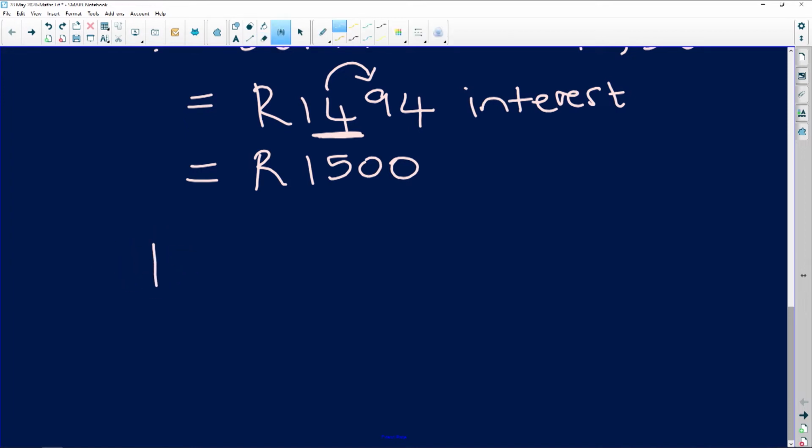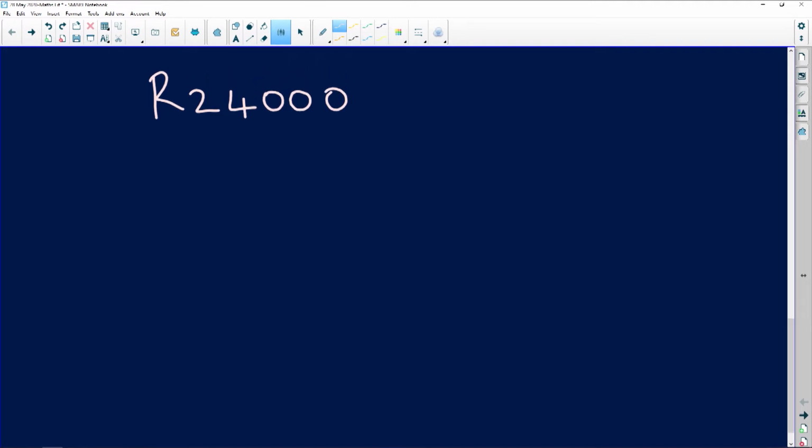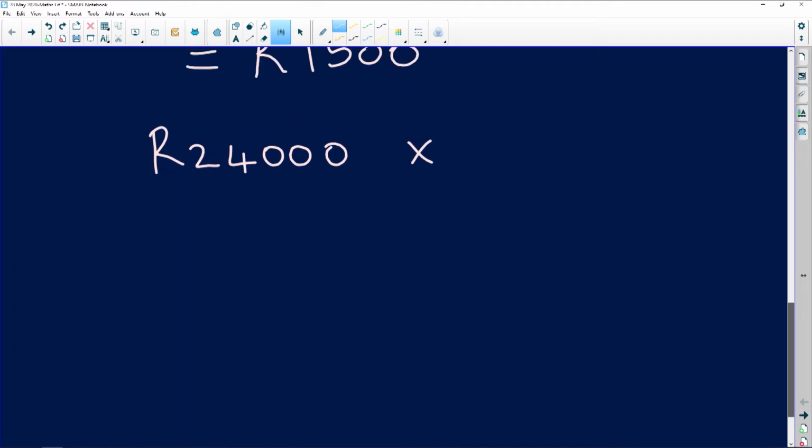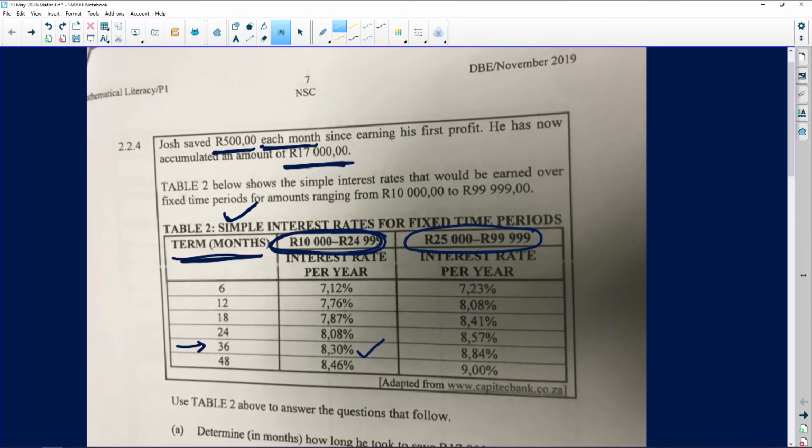24,000 Rand, I think I want to try and put that on a different page. Yeah, there we go. 24,000 Rand, so now we want to see for the 12 months. Firstly, 24,000 Rand would nicely fit under this bracket, so we know we're still working with this column. Let's see now: 24,000 Rand, and then we're looking for 12 months. 12 months is 7.76%.